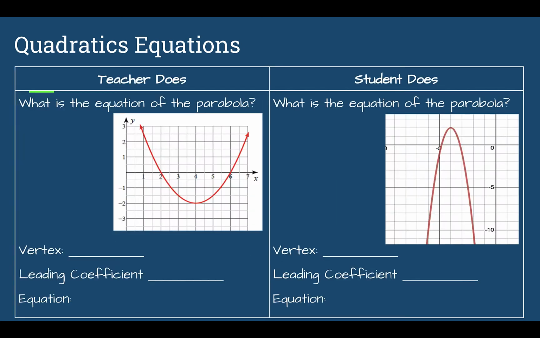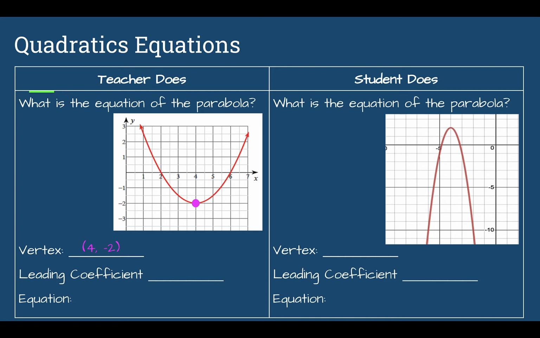First, let's look at writing equations of the parabola from a graph. So to do this, first I'm going to write it in vertex form. I need the vertex and the leading coefficient. The vertex, as we learned in the last lesson, is the highest or lowest point. So here it's our lowest point at 4, -2.